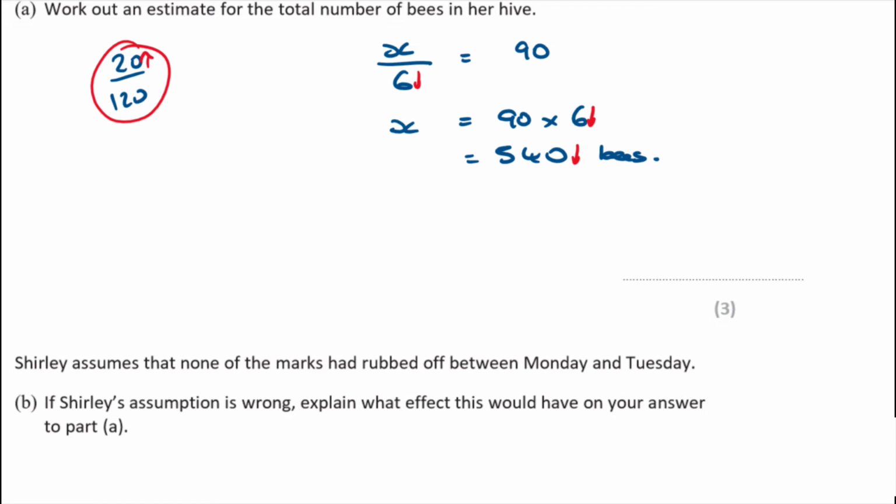So what does that mean in terms of the question? It means that in actual fact there would have been fewer than 540 bees. So that means we've overestimated the number of bees in the hive. 540 would be an overestimation.